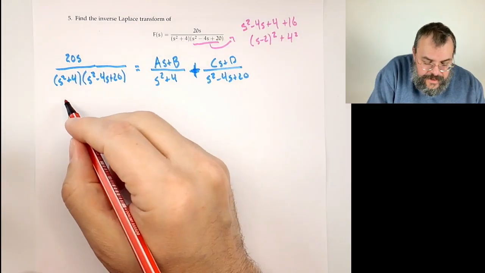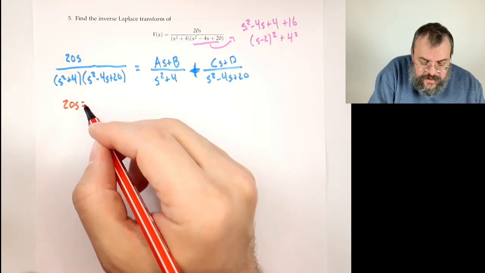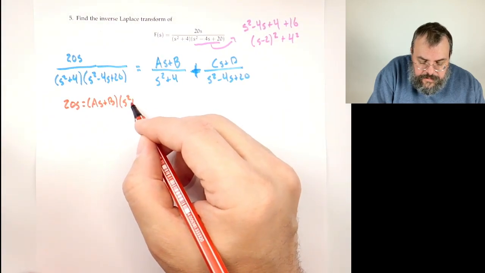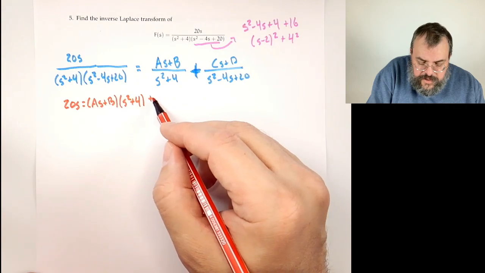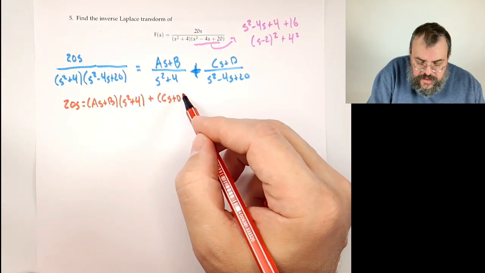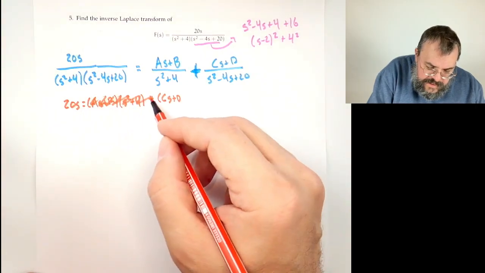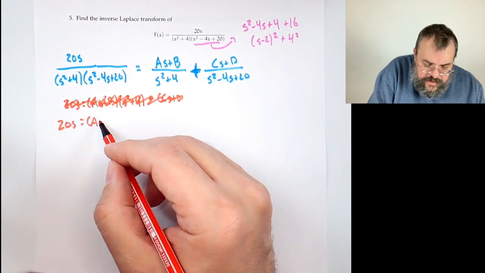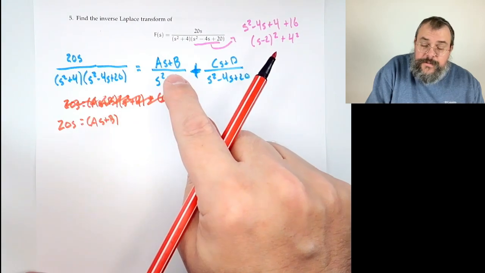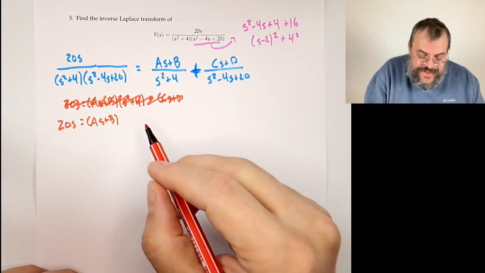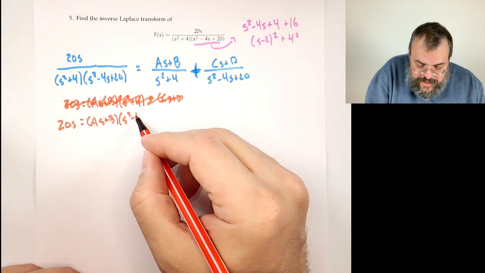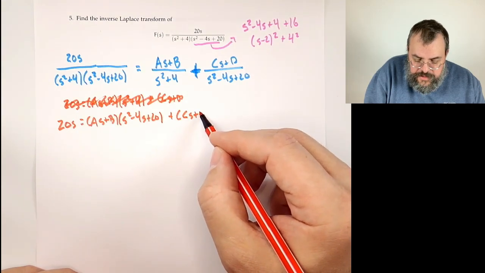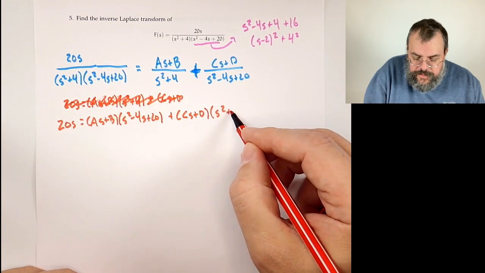Okay, clear out our denominators. And what will we have? Well, we'll have 20 times s equals a times s plus b times s squared plus 4, plus c times s plus d. Whoops, not that. We'll cross out all that. 20s equals as plus b, and the s squared plus 4 cancels. So we will have s squared minus 4s plus 20. And here, cs plus d times s squared plus 4.